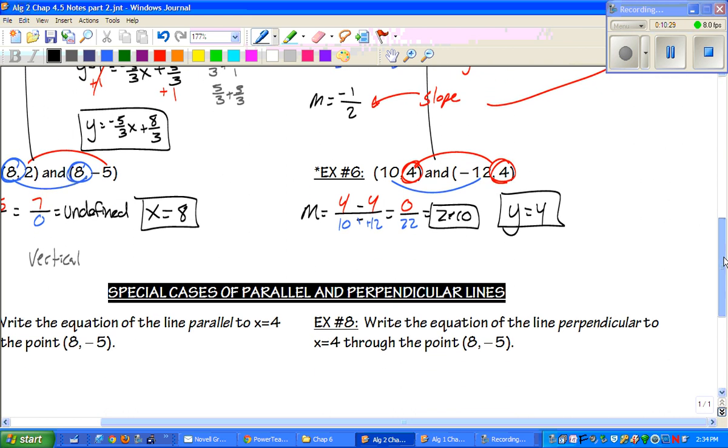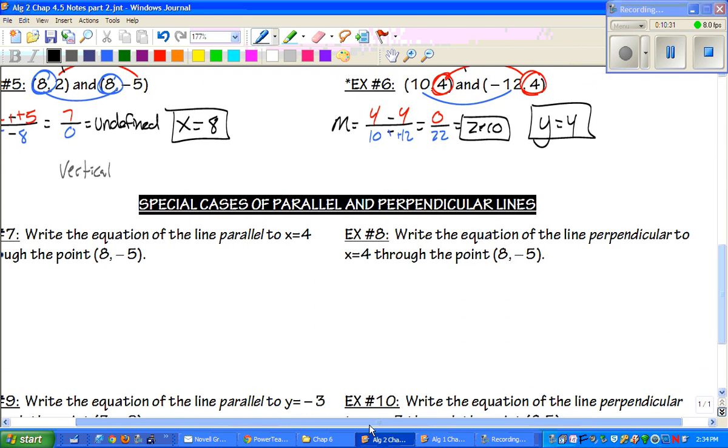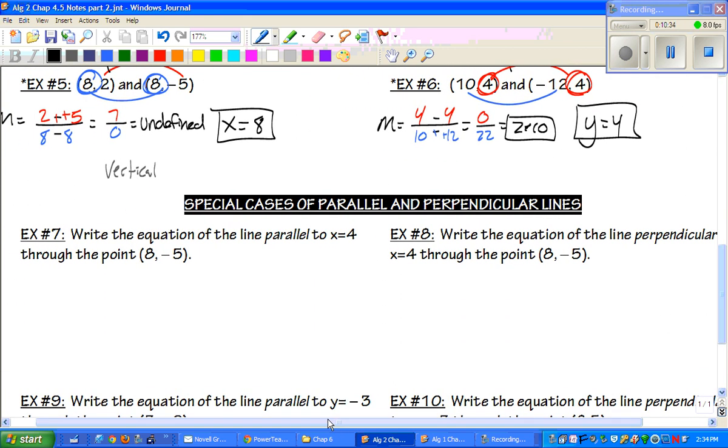Okay, let's move on down now to our special cases, parallel and perpendicular lines. So it says to write the equation of the line parallel to, let's see, so it's parallel. I'm going to make sure to write that down. X equals 4, and it's got to go through the points 8, -5. So what I would do just to help yourself out is to graph this.